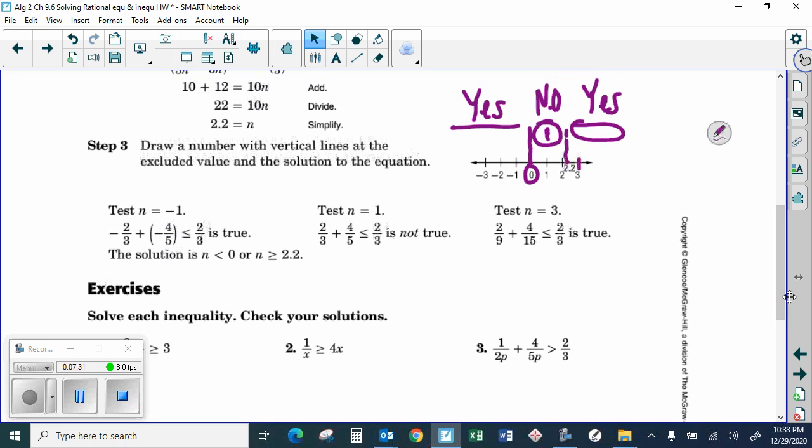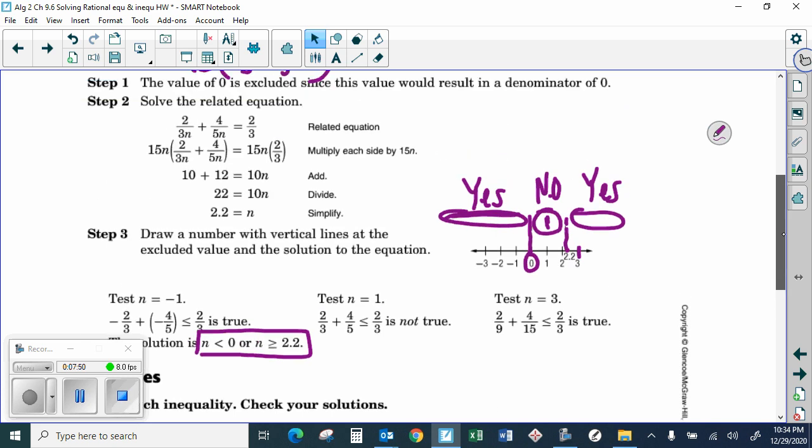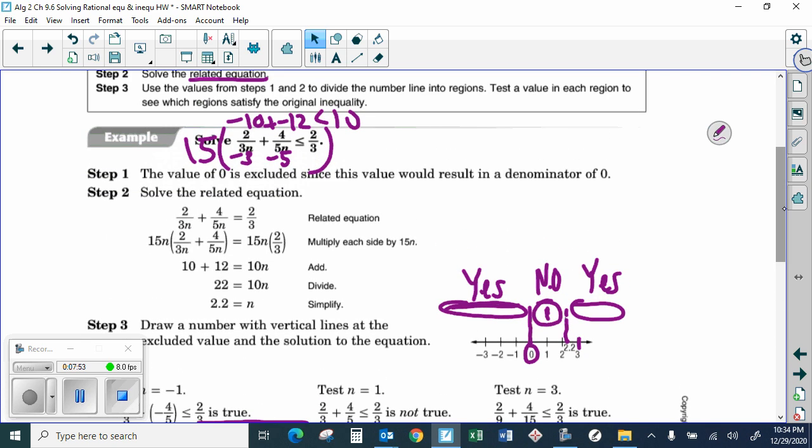So the solution is n is less than 0, because this is the region that worked, or n is greater than or equal to 2.2, because it was true in that region also. So that's what you have to do with inequalities. You've got to identify the excluded value, and that becomes one of the markers you put down for the regions. Solve the equation, put those other markers down if there are 2 of them, and then you have to try numbers in each region to see if it's true or false.